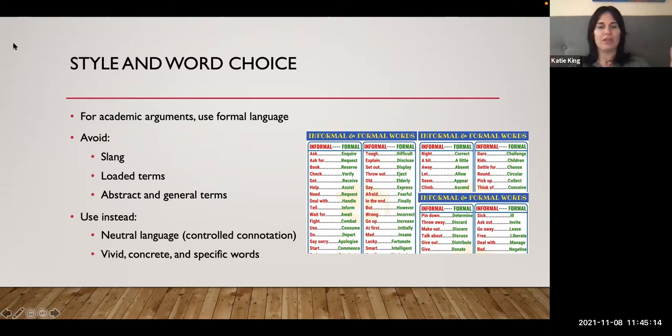You also want to use vivid, concrete, and specific words, right? It's not enough to tell your readers in your essay. You also have to show them with imagery, with illustrative language. You have to make sure that they can see what you're saying, that you invoke those five senses. And this great chart right here just gives some helpful reminders. If you're going to say an informal word like, say, kids, you can say children instead. You can find a more formal way of going about it.